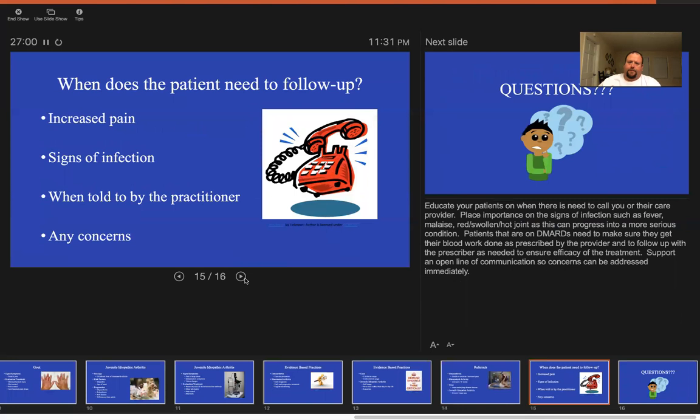All right, so when does a patient need to be followed up on? Educate your patients on when there is a need to call you or their healthcare provider. Place importance on the signs and symptoms of infection, such as fever, malaise, and a red, swollen, hot joint, as this can progress to a more serious condition. Patients on DMARDs need to make sure that their blood work is done and prescribed by the provider, and to follow up with the prescriber as needed to ensure efficacy of the treatment. Support an open line of communication so concerns can be addressed.